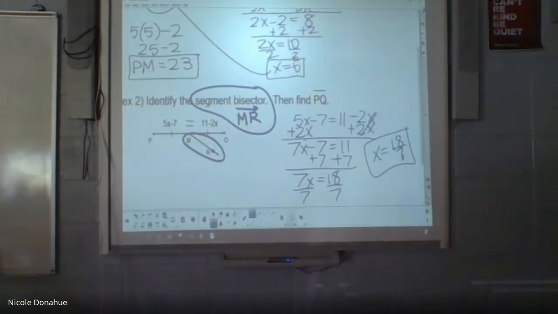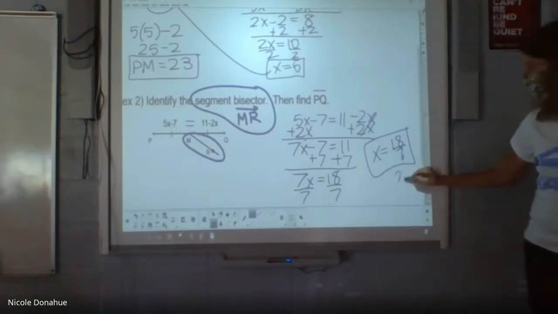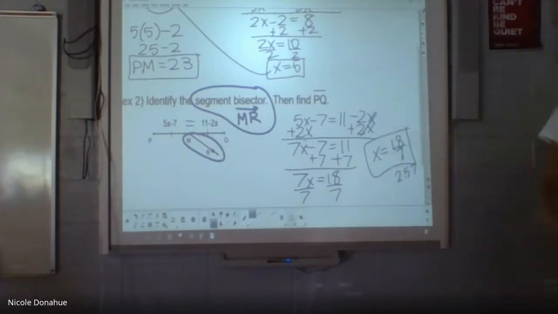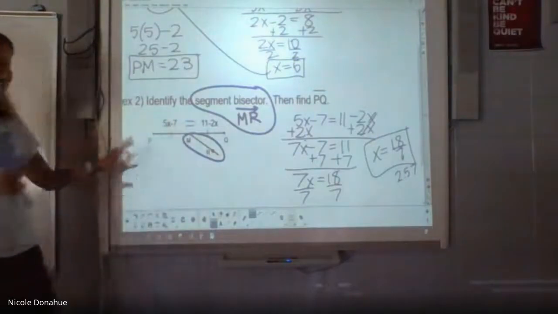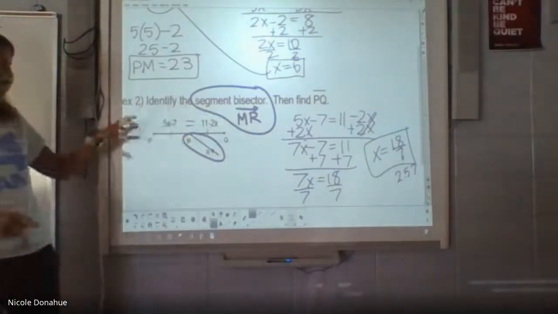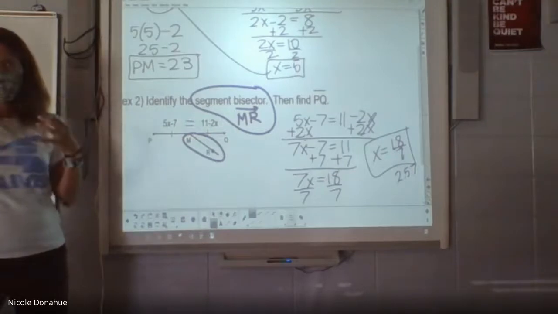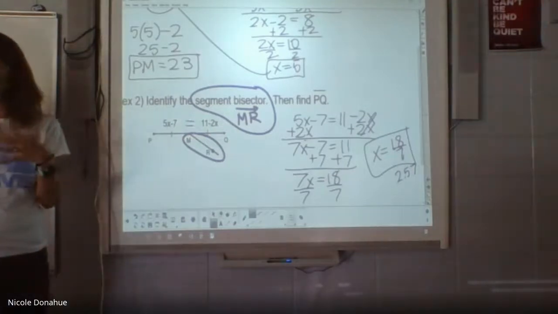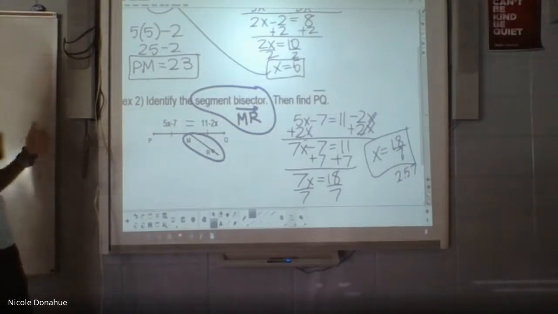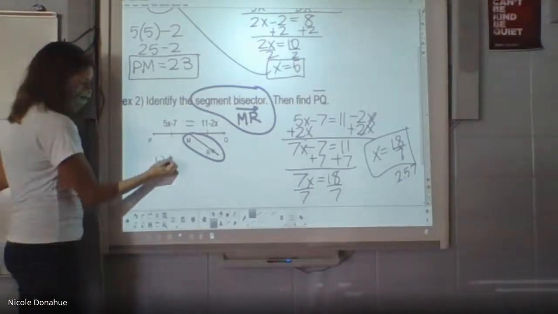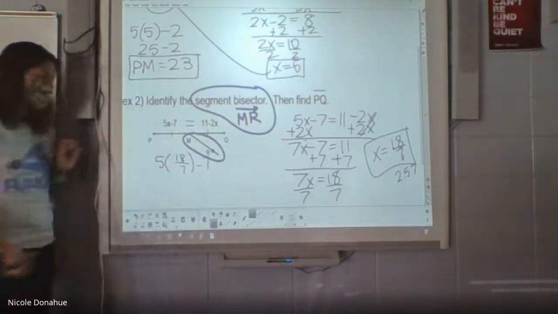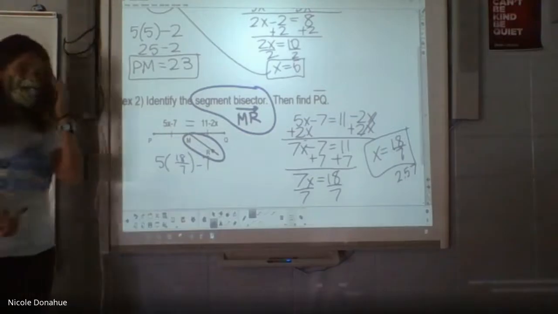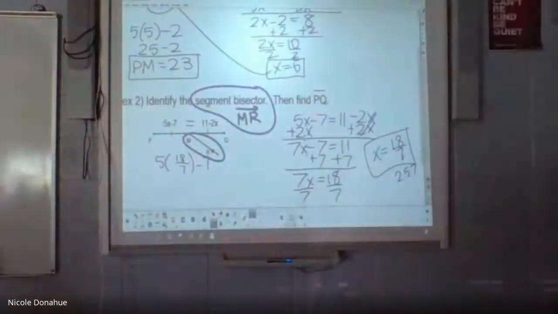So 18 over 7. Once I have that, then I need to substitute that in. So about 2.57. I have to find PQ, but PQ is this whole thing. So I can either find them each individually, or add them together right now and put it in that way. But if I find just one of them and double it, I can do 5 times the 18 over 7 minus 7, and then double that. So that's probably what I'm going to end up doing.